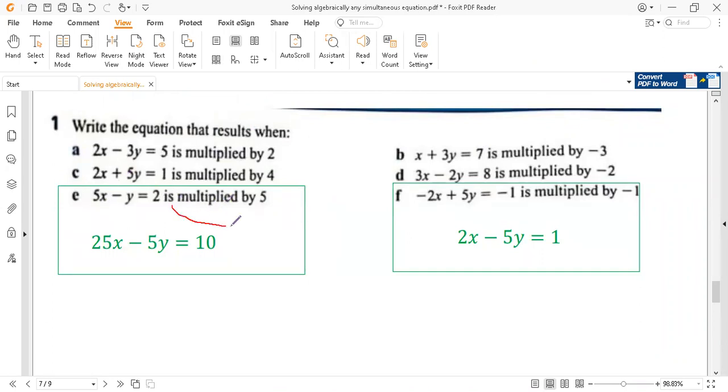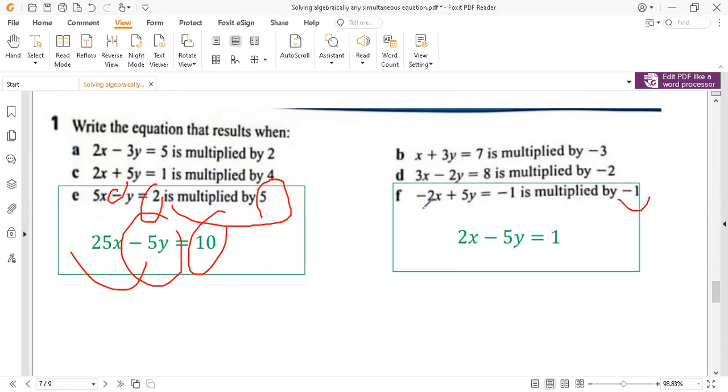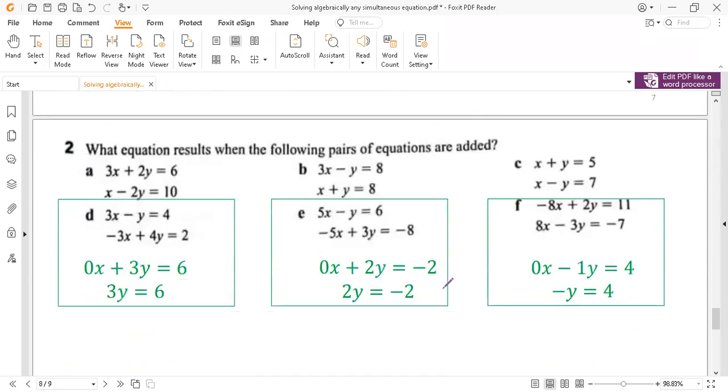We should note that when we multiply an equation by a constant, we multiply each term of it. So 5 by 5 is 25x, minus 1 by 5 is minus 5y, 2 by 5 equals 10. And when we multiply by minus 1, minus 2 times minus 1 is 2, plus 5 by minus 1 is minus 5y, minus 1 is 1. We should get ready and prepare ourselves to solve by elimination.